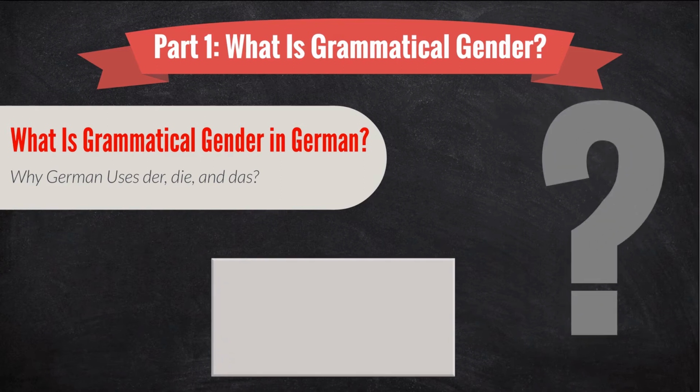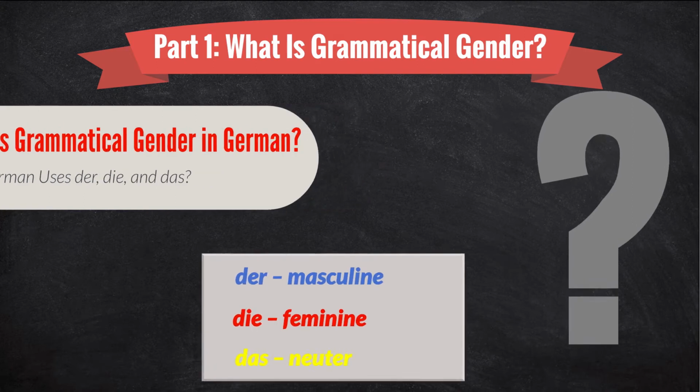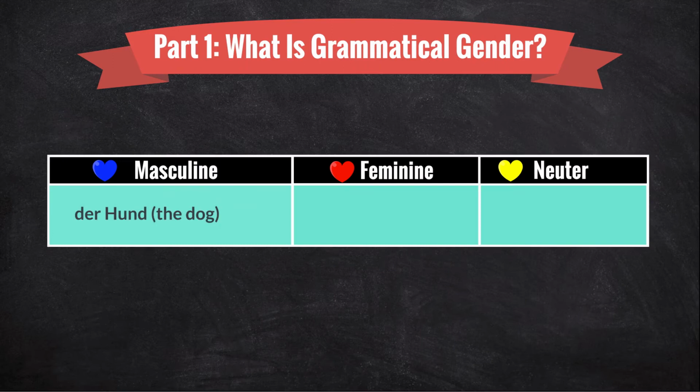These three types are: the word der is used for masculine nouns. The word die is used for feminine nouns. And the word das is used for neuter nouns. Let's look at some simple examples. The word for dog in German is Hund. It belongs to the masculine group, so we say der Hund. This means the dog.